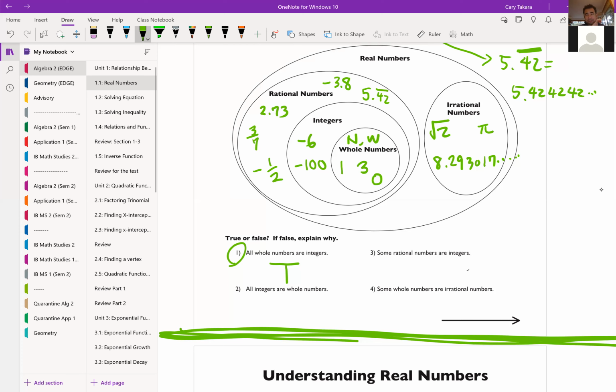I think that's true, isn't it? Some integers like -6. Oh, some rational. So like -6, that's a rational number, right? And that's also an integer. So I think I would say that's true.